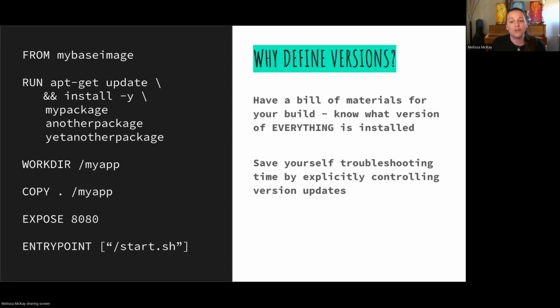Know what version of everything is installed. JFrog Artifactory has metadata called build info, which is super helpful with this. And save yourself some time by eliminating those multiple moving parts and control your version updates. Specify the versions, and during your maintenance windows, that's the time when you should be planning for experiencing a possible breakage, rather than when you're trying to get a delivery out the door.